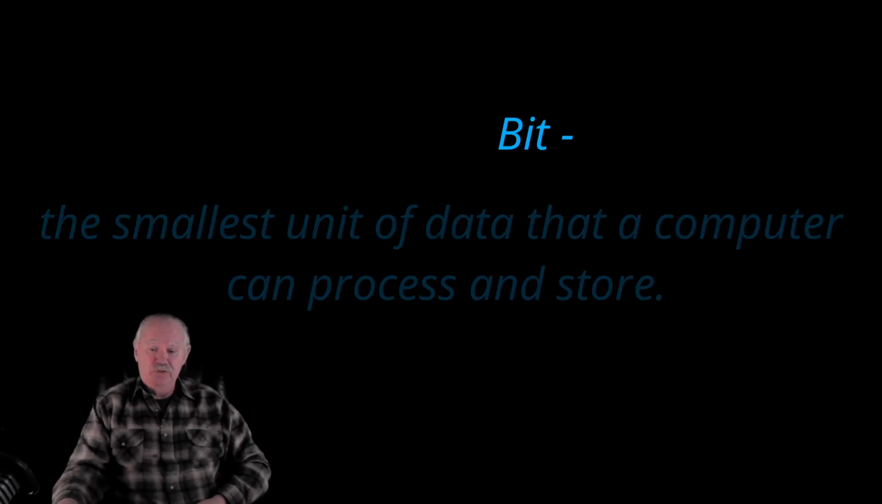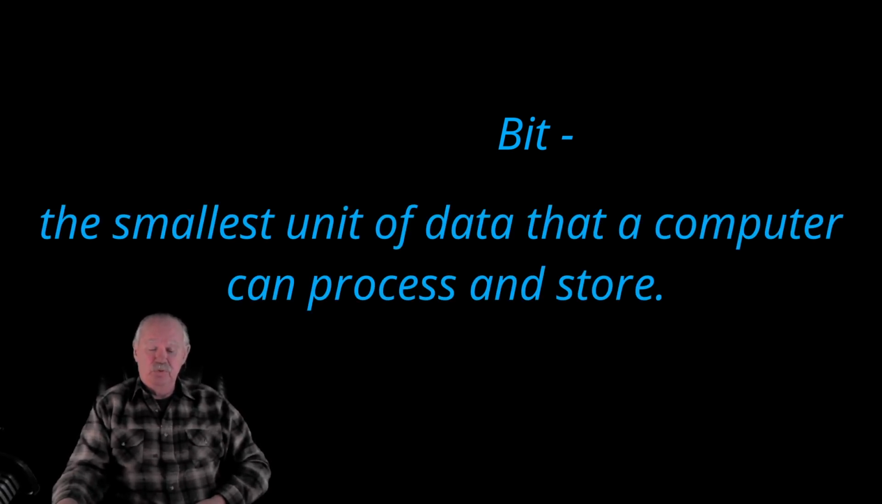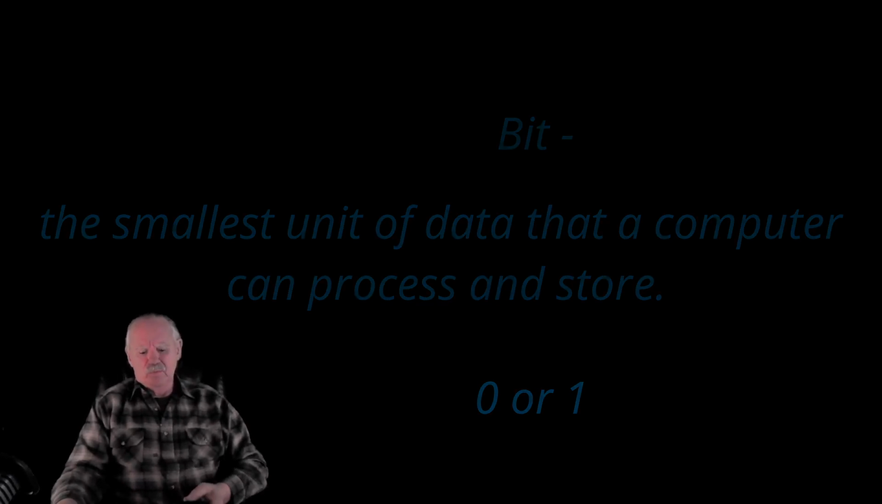The next term is bit, B-I-T, and that is the smallest unit that a computer can store or process. It is a single signal. It is either on or off. That is what a bit is. And we're going to start with a 4-bit count, mostly to keep it simple, so it's easy for you to understand.